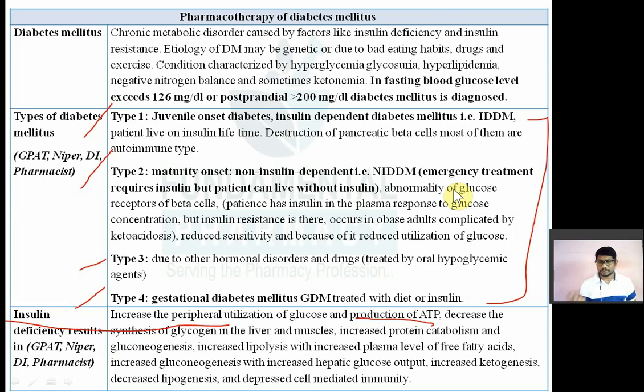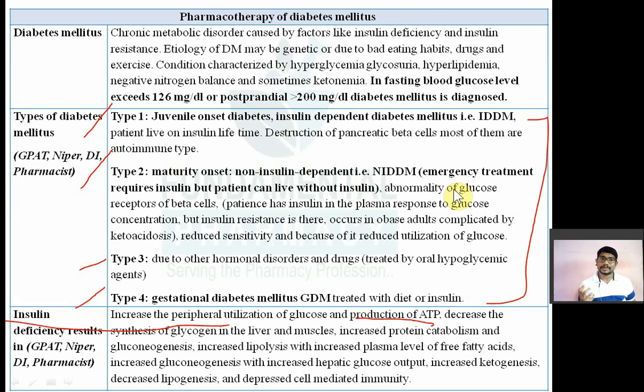What happens if there is an insulin deficiency? If there is an insulin deficiency, that means your glucose will not be utilized. So there will be an increase in the glucose level of the body, hyperglycemia. So what are the functions of insulin? It increases the peripheral utilization of glucose and production of ATP.